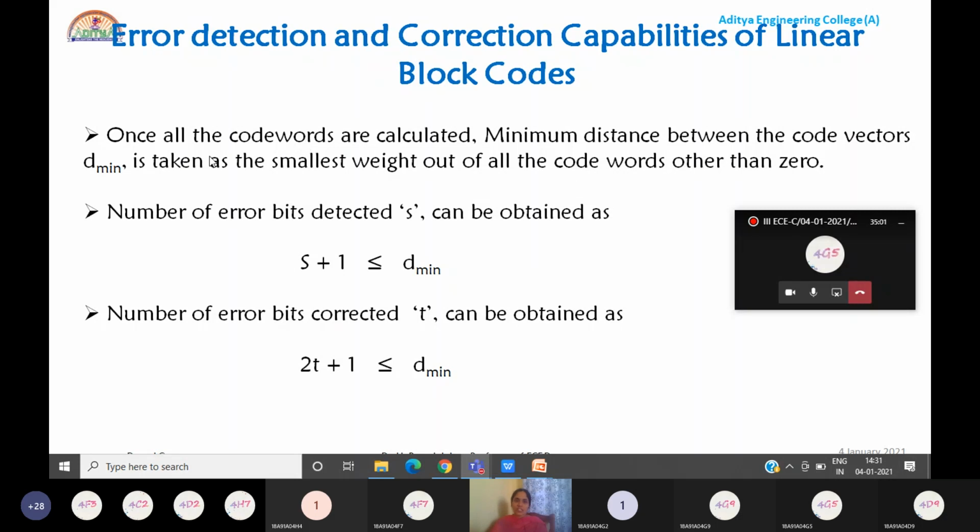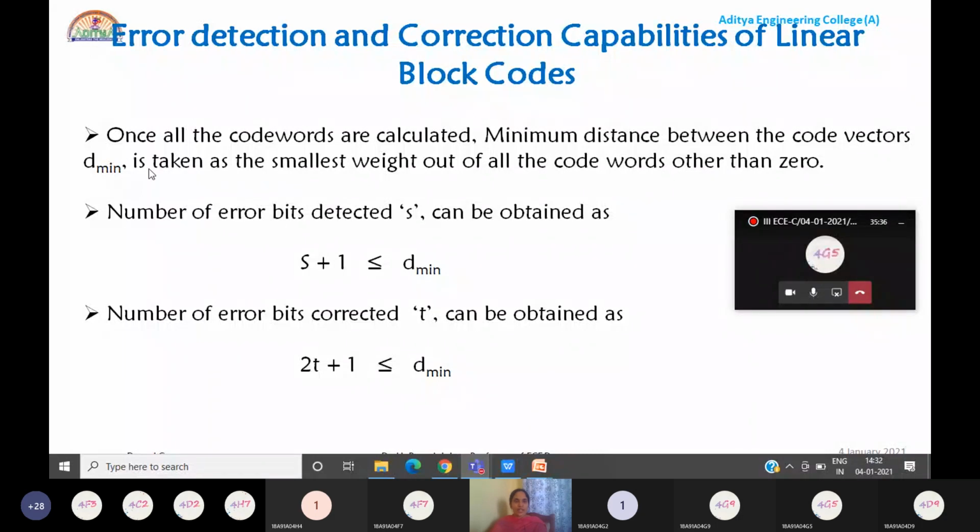Okay, so now once all the code words are calculated, let us consider the minimum distance between the code vectors as dmin. The minimum distance between the code vectors, dmin, is taken as the smallest weight out of all code words other than 0. So you calculate all the code words and find out the minimum number of ones available in the code word. That will be our minimum distance, dmin, other than 0.